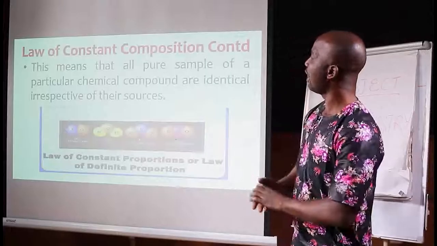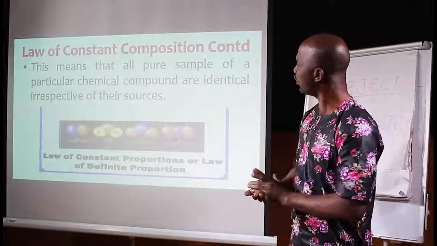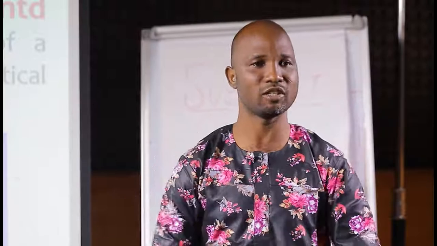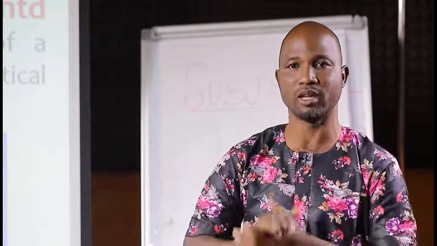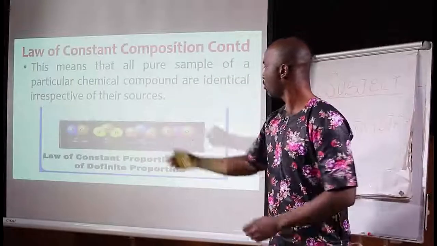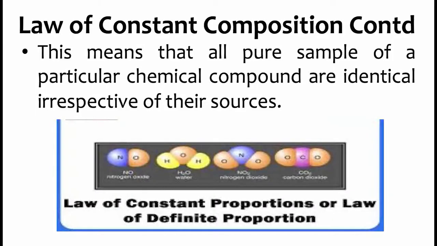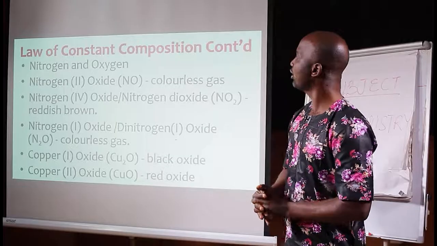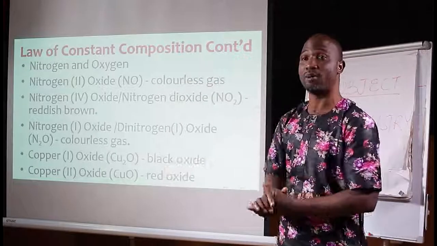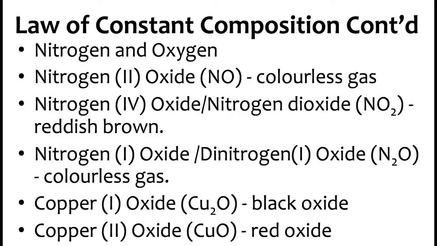As you can see, this means that all pure samples of a particular chemical compound are identical, irrespective of their sources. Regardless of the source of the water, it will always be H2O. As you can see here, we have others like NO, we have NO2, and so on and so forth. Now, in the law of constant composition, you can have nitrogen and oxygen forming different compounds, like nitrogen 2 oxide, NO, which is a colorless gas, or nitrogen 4 oxide, which is nitrogen dioxide, the same thing as NO2, which is a reddish brown gas.